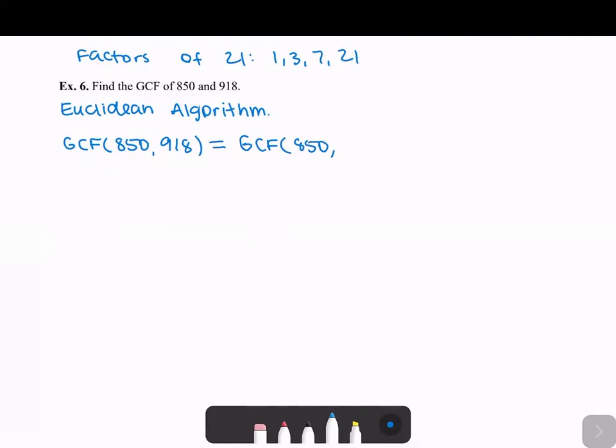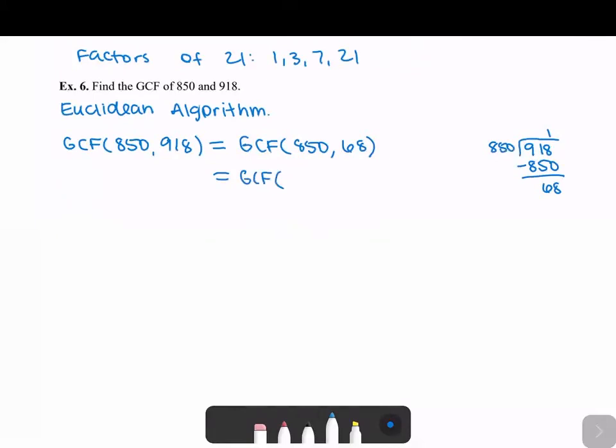So let's divide them. 918 divided by 850, well, this can go in once, and we will have a remainder of 68. So this remainder here is 68. So these two things are equal. And this is what the Euclidean algorithm tells us, that the GCF of two numbers is the same as the GCF when you divide one by the other. Okay? So again, 68 and 850 are numbers too big for me to want to deal with.